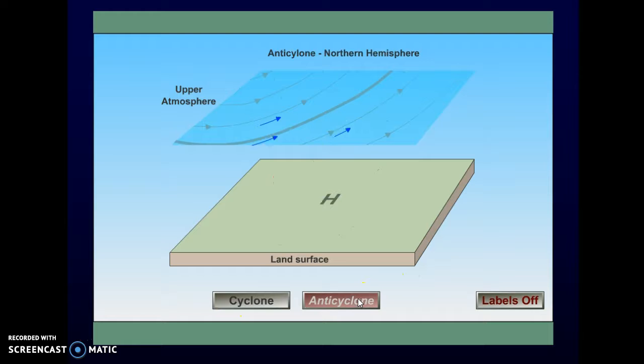High-pressure systems begin with air from the upper atmosphere, descending down towards the surface, rotating clockwise, and then diverging from the center at the surface. They are associated with dry conditions.